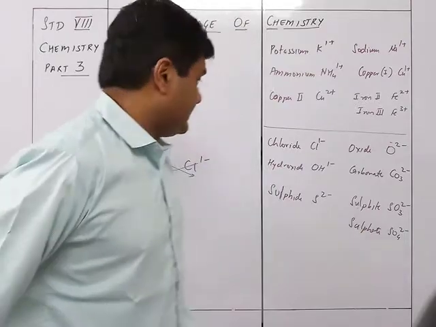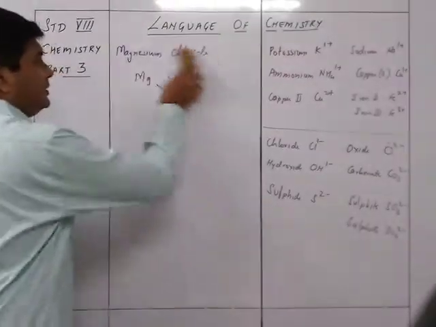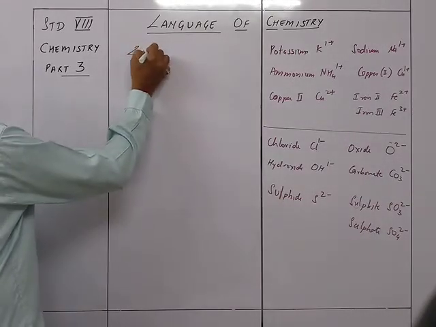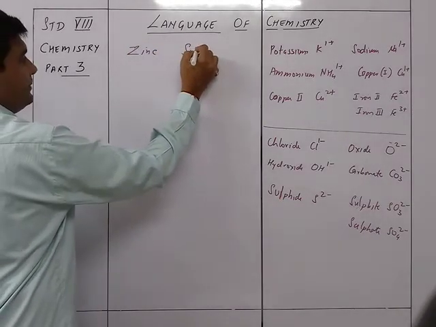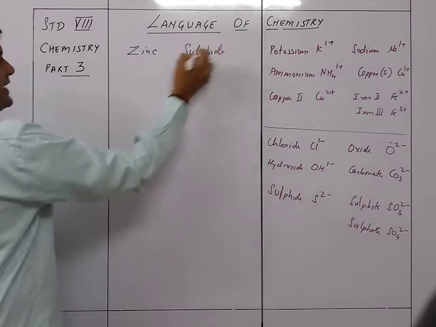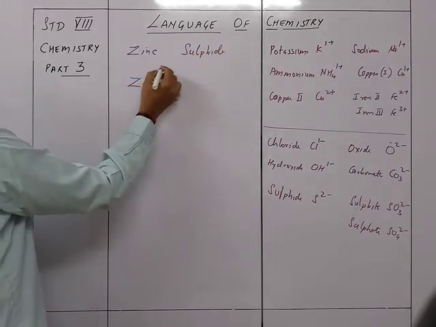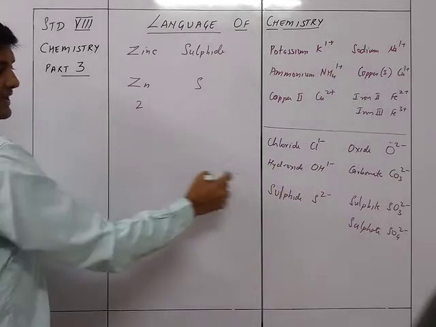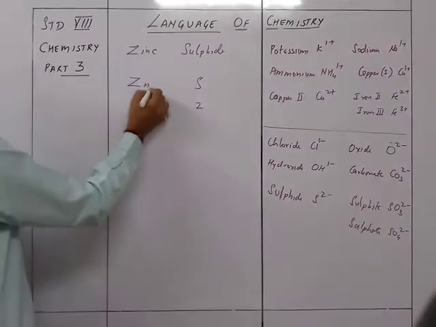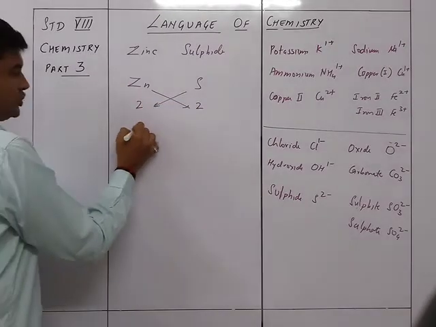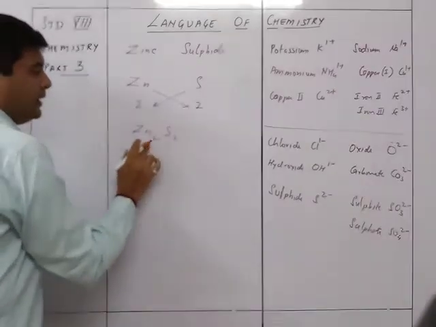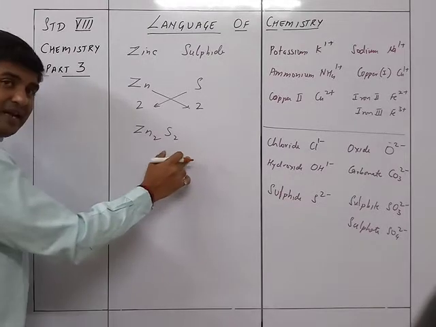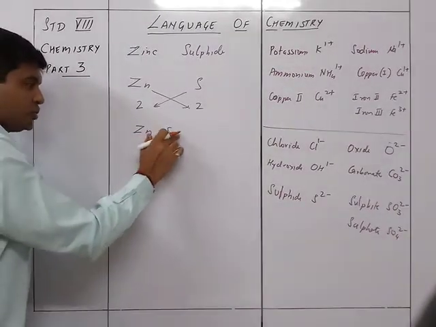The next one we will take is zinc sulphide. Now zinc is again Zn2 plus, so we write 2 over here. Sulphide we know is S2 minus, so it is 2 over here. You cross multiply. So it should be Zn2S2, but if these two are cancelling out, then you can do so.